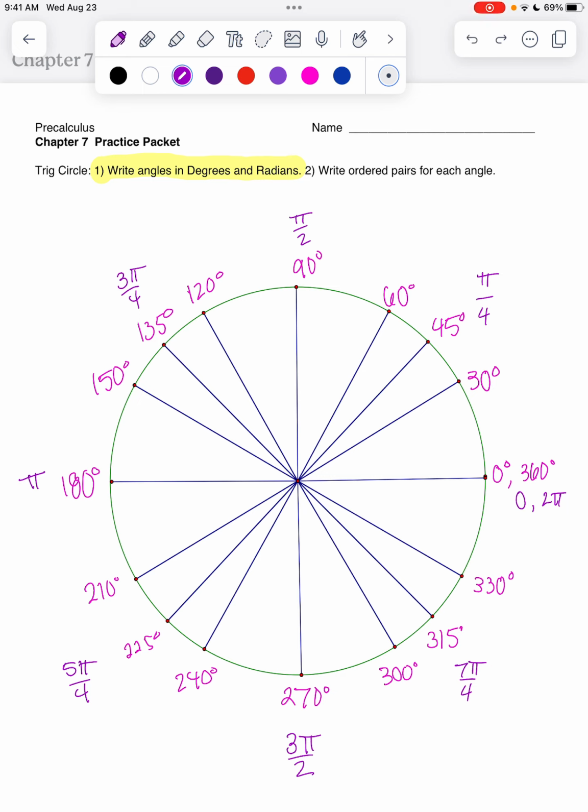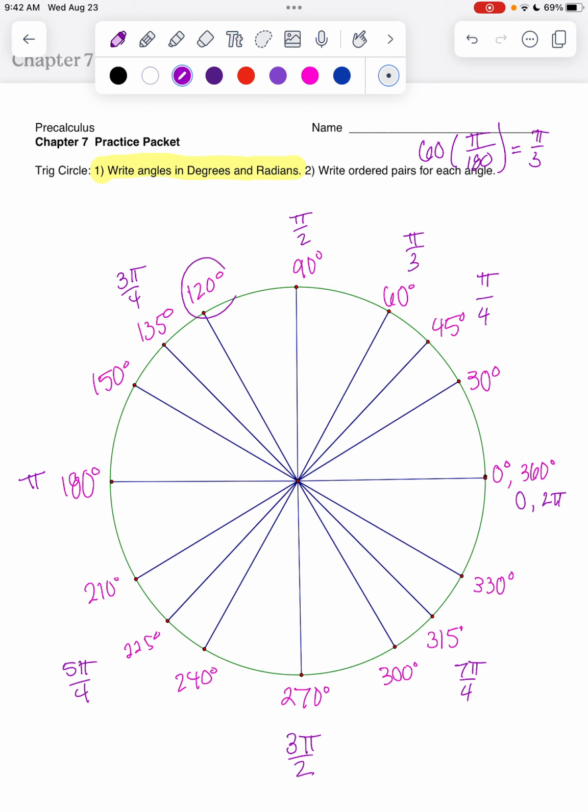All right, we got the 45-degree angles out of the way. Let's now move to 60 degrees. 60 degrees, if we did our conversion factor, so we had the 60 degrees times the pi over 180, this would just give us a pi over 3. So 60 degrees is a pi over 3.